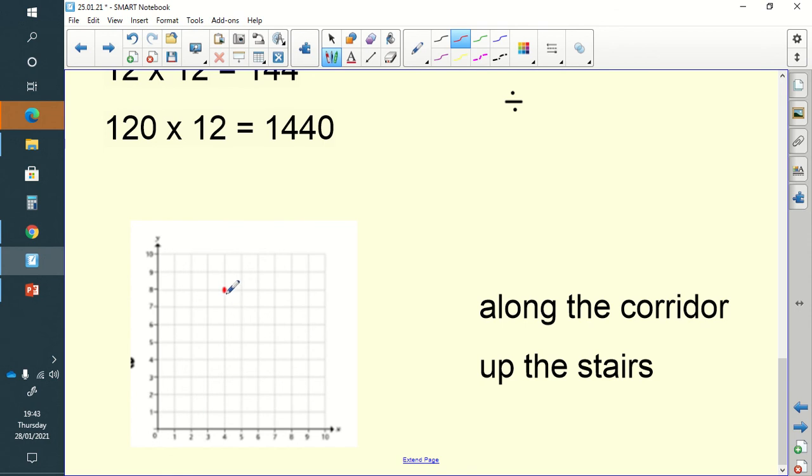Okay, so we're going to see where this red point is. We're going to follow the red point down. So the red point is at 4 on the x-axis. And if I follow the red point across, it's at 8 on the y-axis. And we record coordinates like so. They come in a bracket with a comma between each number. The number on the x-axis or along the corridor comes first. And the second number is always the y-axis or the number that's up the stairs, 4, 8.